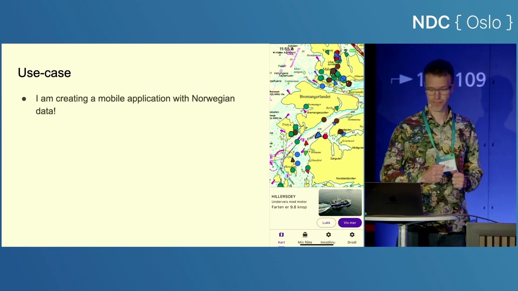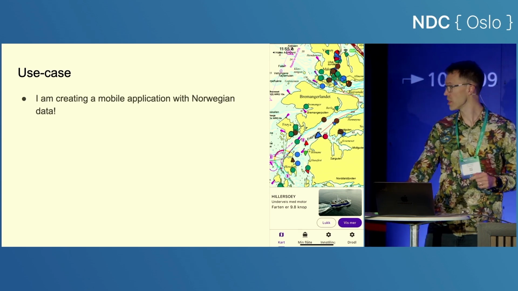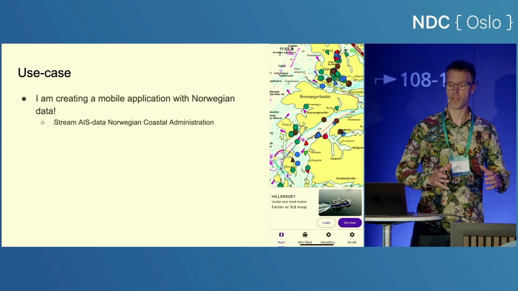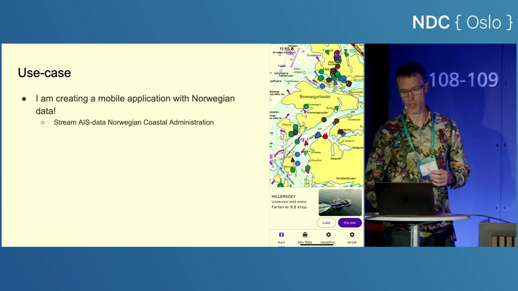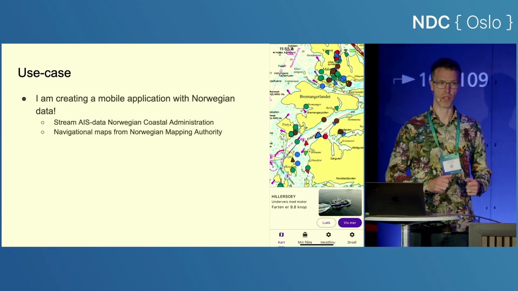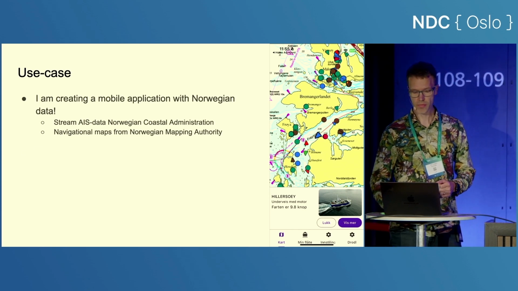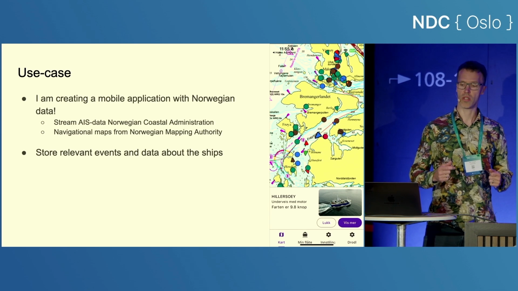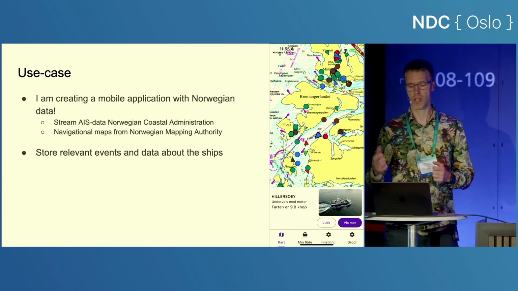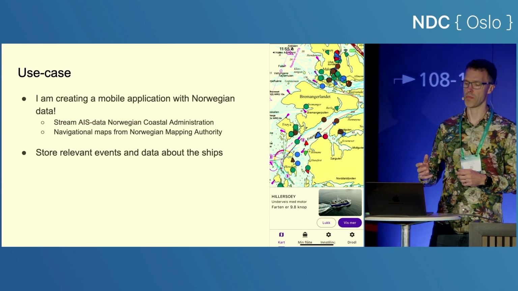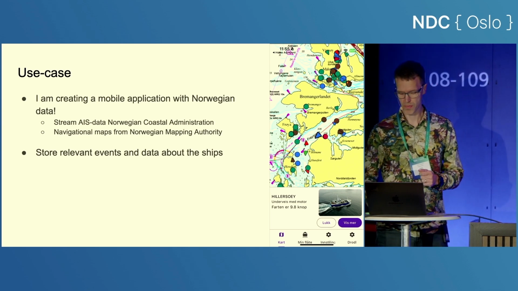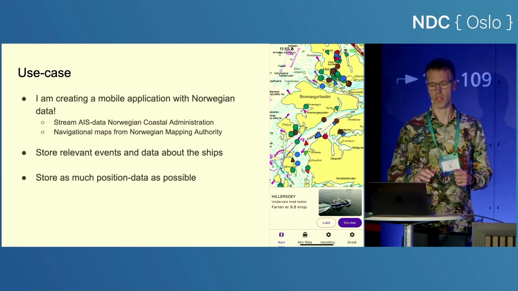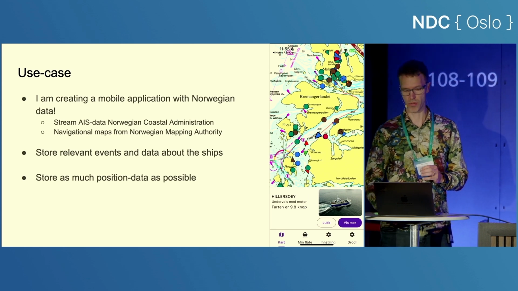Okay, so the use case for this talk is that I am creating a mobile application with Norwegian data. This screenshot is from the application. I want to stream some AIS data from the Norwegian Coastal Administration, using the maps from the Norwegian Mapping Authority to present this. So I want to store relevant events about the ships. I forgot to mention, the app is about marine traffic on the Norwegian coast, and I want to store as much positioning data from the ships as I possibly can.